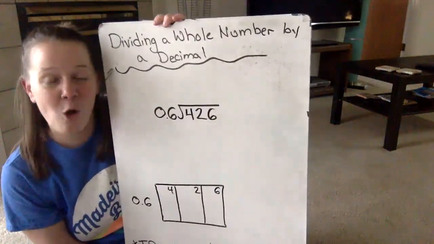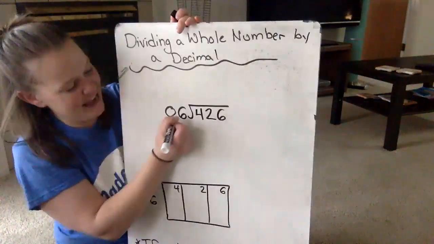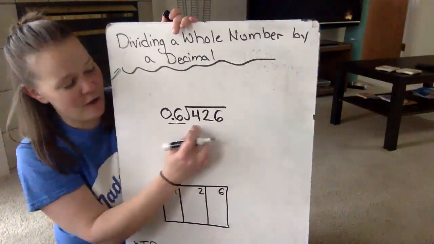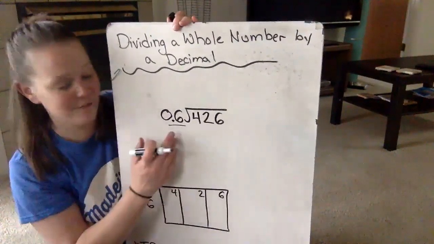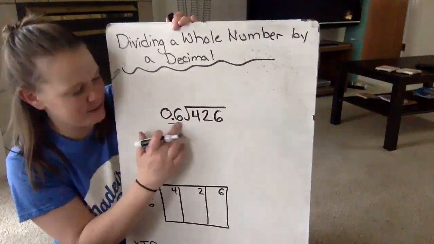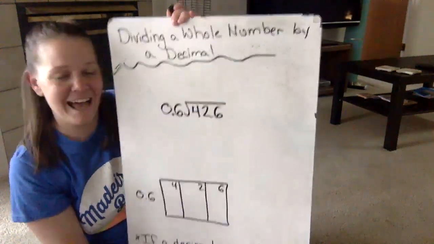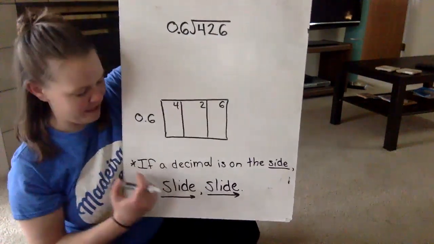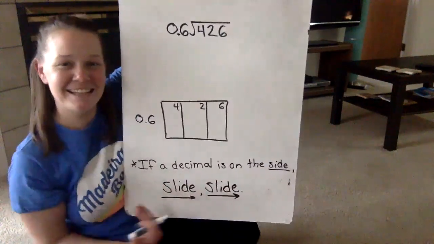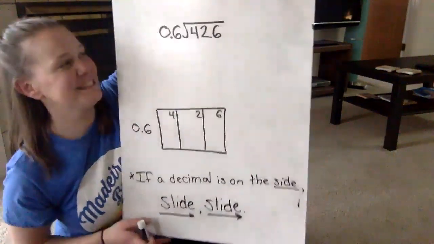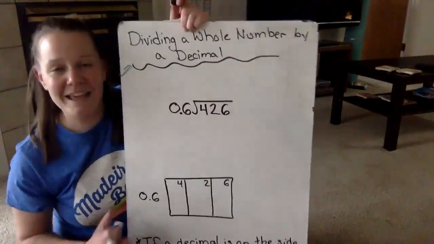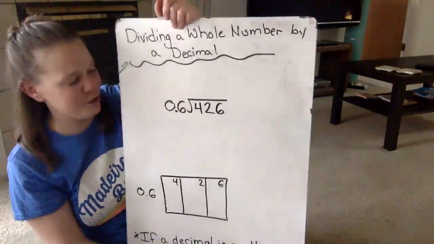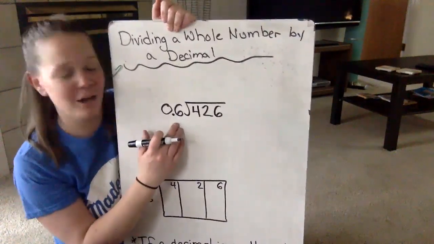So the saying to help you with this: when you see a decimal on the side, meaning it's the divisor, on the side of the house, slide, slide. Okay, so if a decimal is on the side, slide, slide. So what does that mean? It's way easier to divide when you have whole numbers. It's hard to divide when you have part of a number.